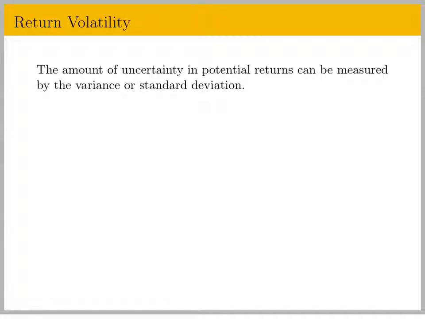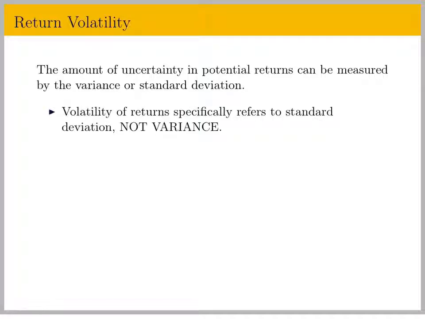Now the amount of uncertainty in potential returns can be measured by the variance or standard deviation, which we previously studied. In this course, we will often use the word volatility to specify a measure of dispersion of an asset. And it's important to recognize that in finance, when you refer to volatility, that is specifically referring to the standard deviation and not the variance.